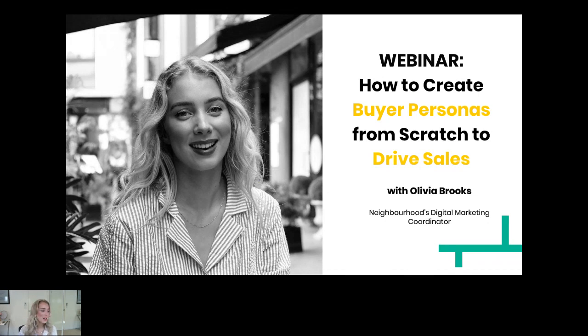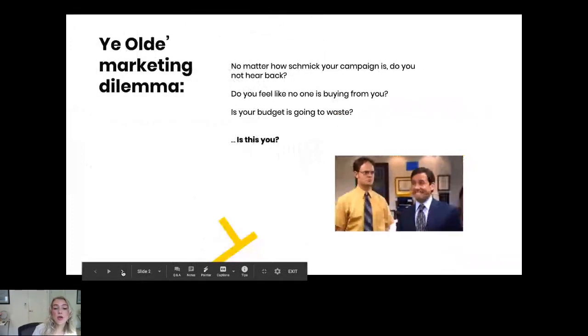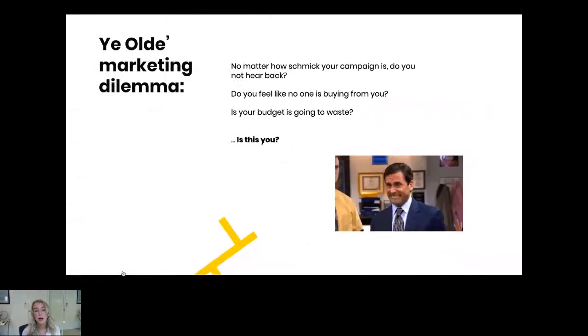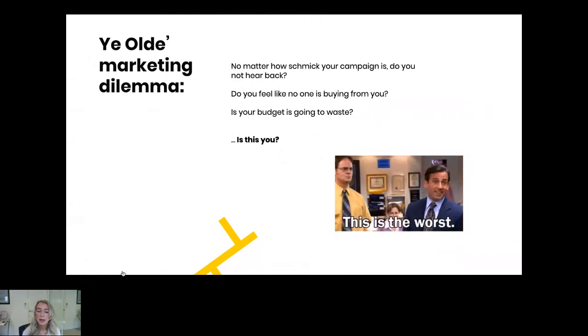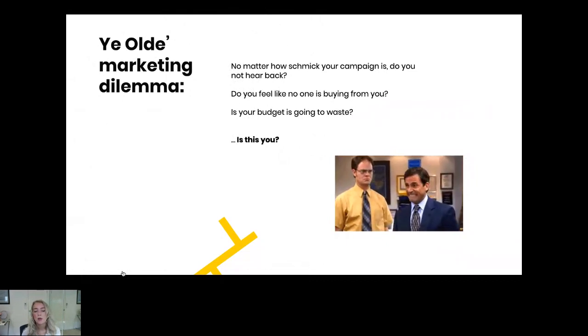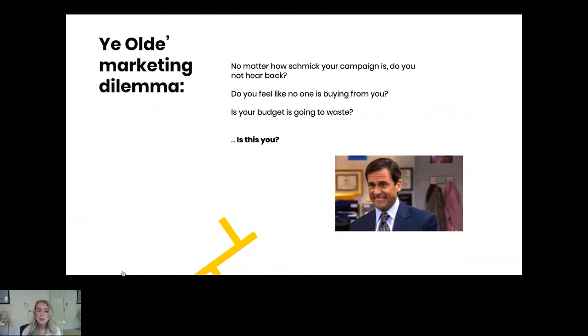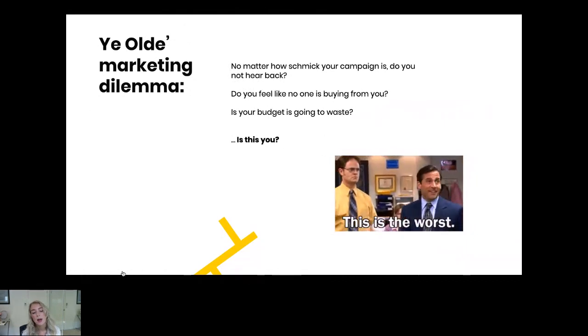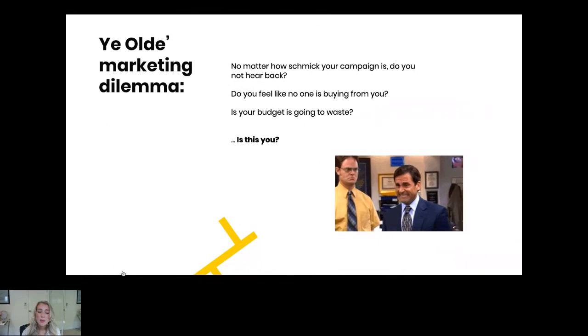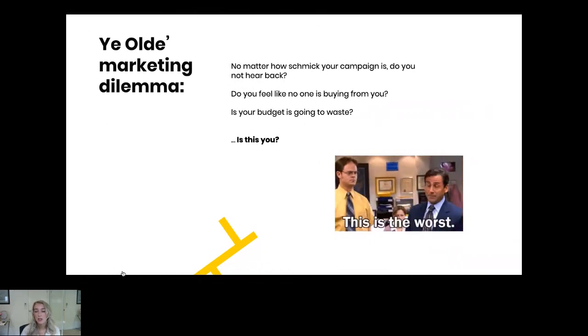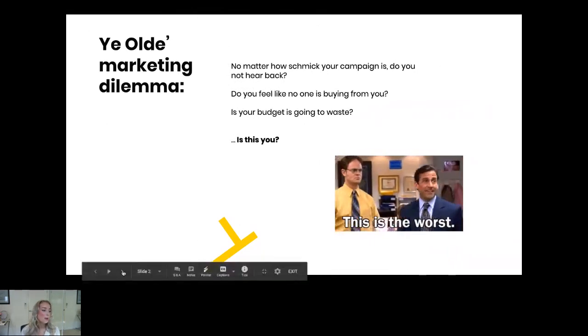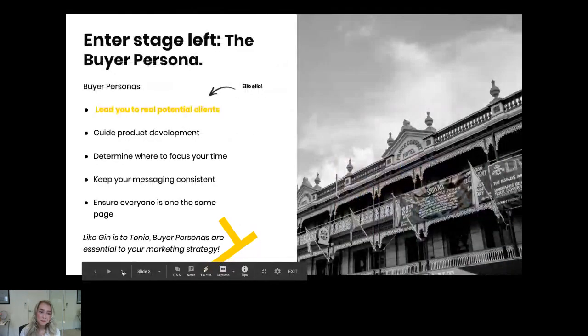Fab. Well, I'm going to get started. So we'll start off with the obvious. You may have already got a buyer persona, you may have worked with them before, and just want to know how you can use them more effectively in your marketing campaigns. You might be finding that no matter how great your campaign is, sometimes you might just not hear back. You might feel like no one's buying from you and that your budget is going to waste, which is rubbish, let's be fair. So this is where the buyer persona comes in.